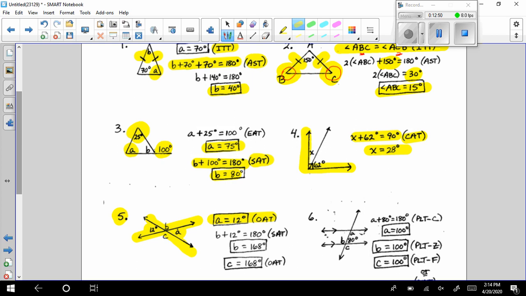Either way, we're working with angles that are along a straight line, and therefore they are supplementary angles. So B plus 12 degrees equals 180 degrees. Subtracting 12 from both sides gives a B value of 168. Once you know the value of B, the angle opposite to it is angle C, so it must also be 168 degrees. Note again, I'm consistently providing the justification using the acronyms.